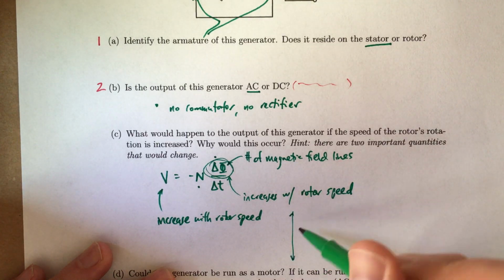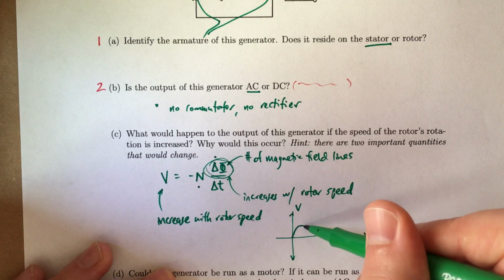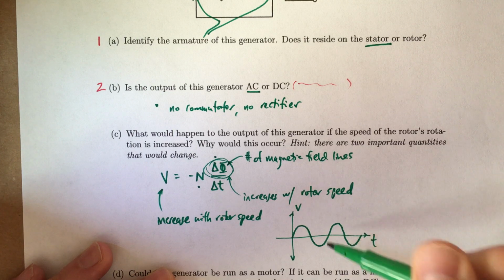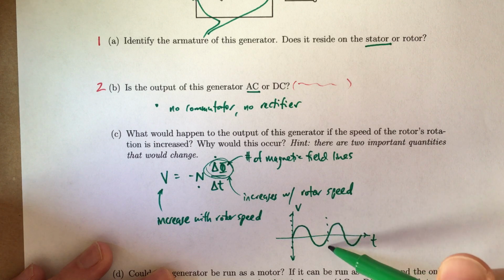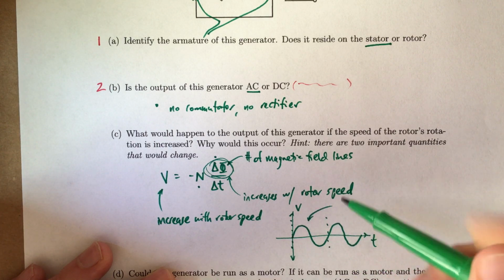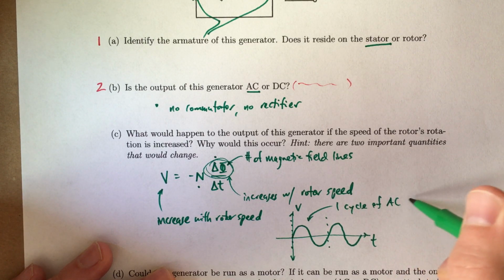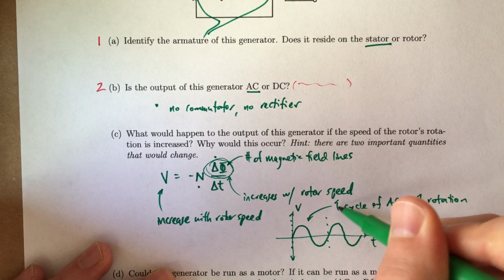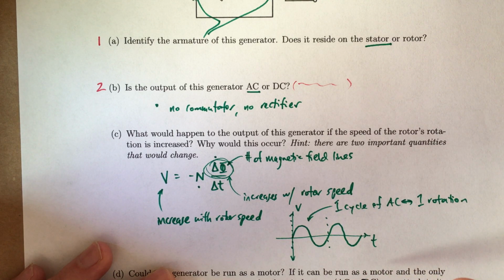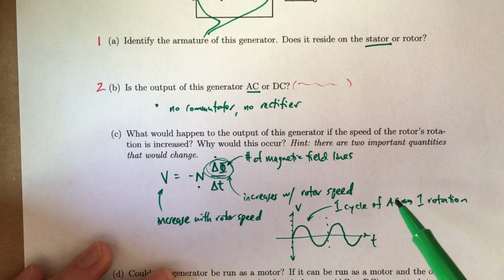Remember, in this simple kind of generator, we have voltage versus time, and it produces a sine wave that looks like this. One cycle of that, between here and here, say, one cycle of AC corresponds to one rotation of the rotor, which is kind of nice, that one-to-one correspondence. And that means that if we spin this thing faster, we're getting more rotations in a certain period of time.